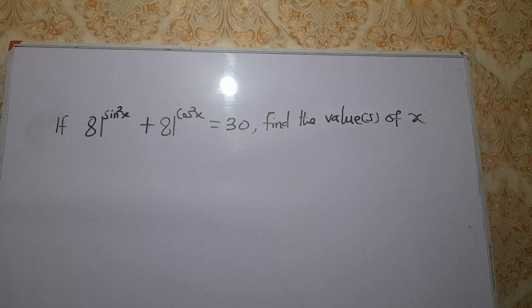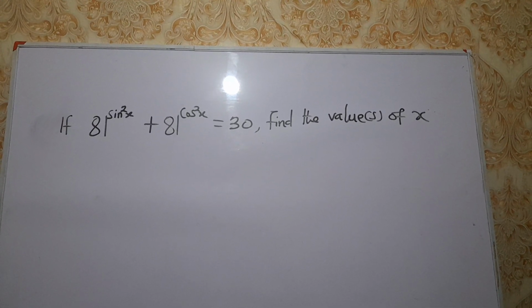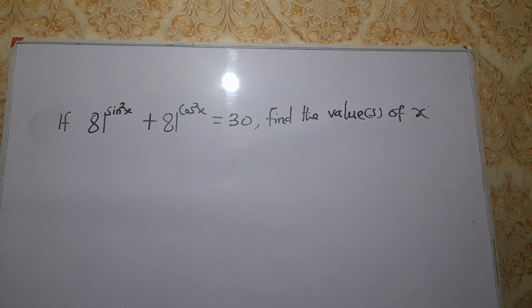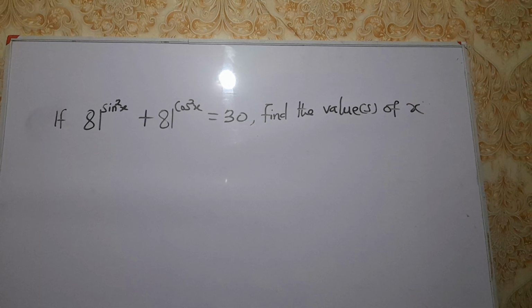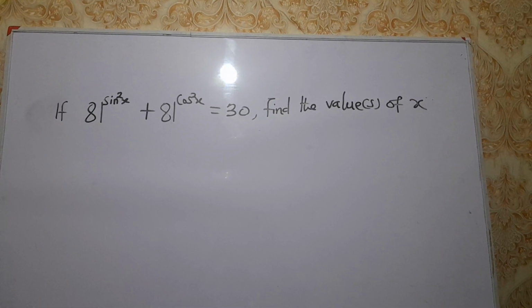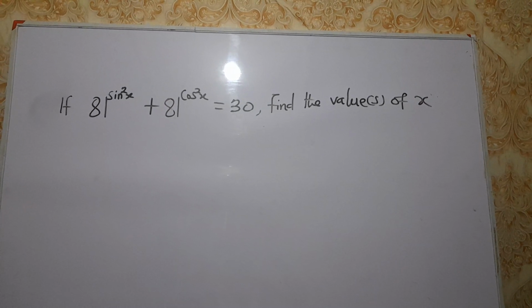Today we are going to find a solution to the exponential problem on the board, which says that if 81 exponent sin square x plus 81 exponent cos square x is equal to 30, you find the value or the values of x. So come along as I find the solution to this problem.